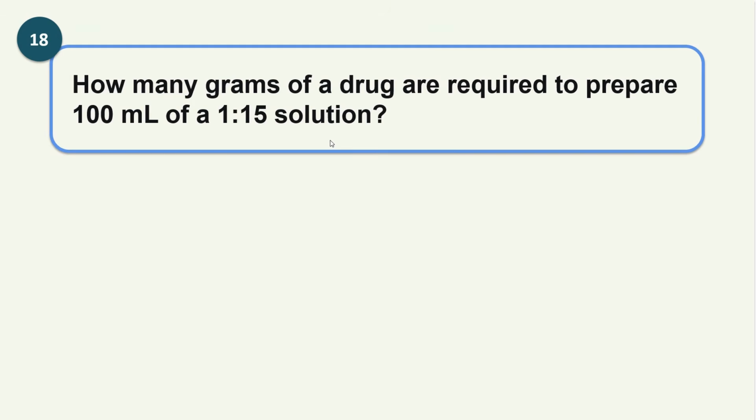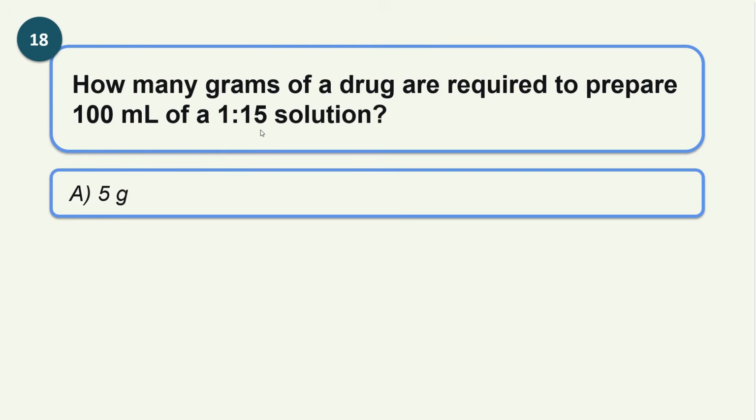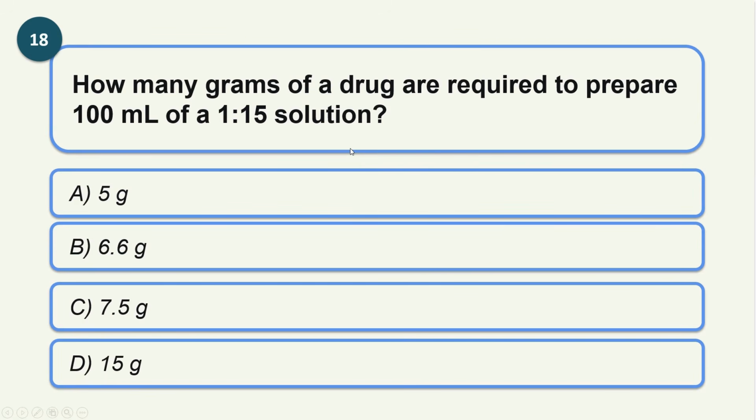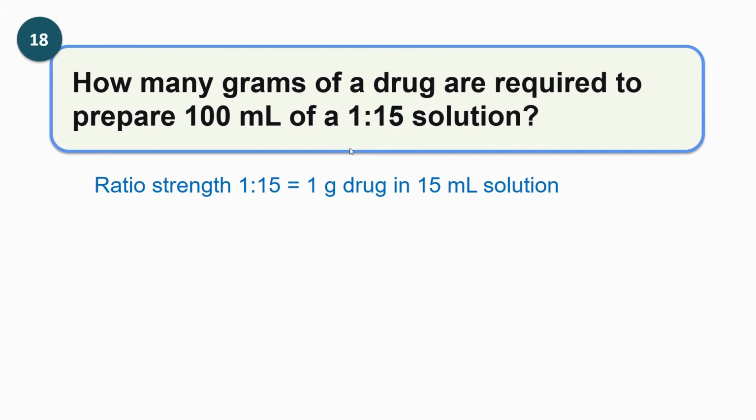Next, how many grams of drug are required to prepare 100 mils of a 1 to 15 solution? That's a ratio. A 5 grams, B 6.6 grams, C 7.5 grams, D 15 grams. Correct answer is 6.6 grams. Let's solve. So here it's a 1 to 15 ratio. That means 1 to 15 means 1 gram of drug in 15 ml solution.